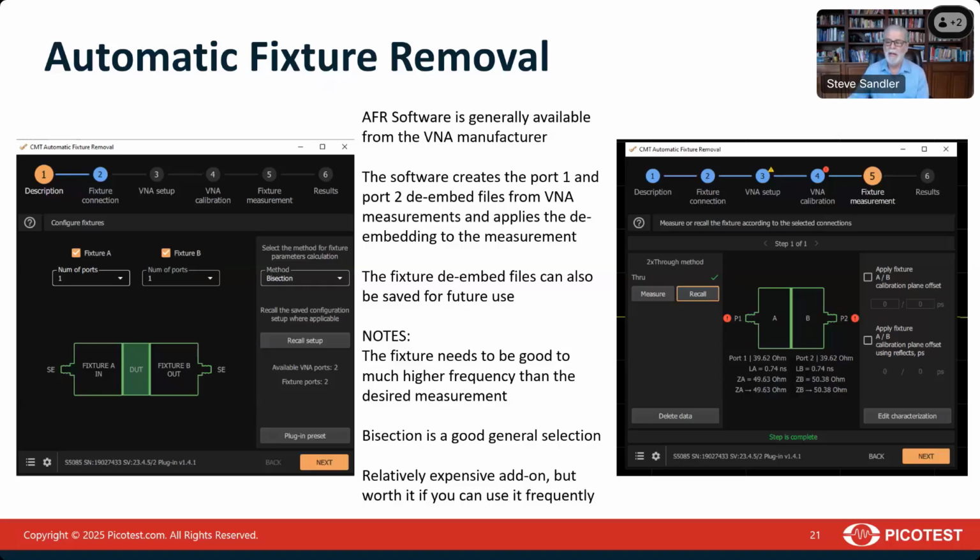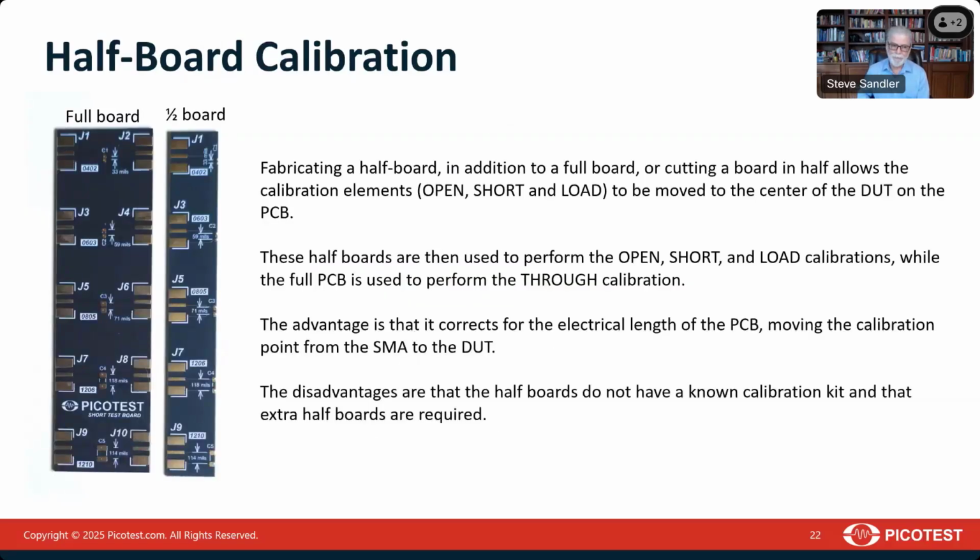If the printed circuit board or fixture isn't a perfect 50 ohms, then we go to something called automatic fixture removal. And what that does is makes a measurement. It figures out what the fixture looks like on the left side of the component, what it looks like on the right side of the component, and it creates de-embed files that it embeds inside the instrument to remove those errors in order to remove the fixture.